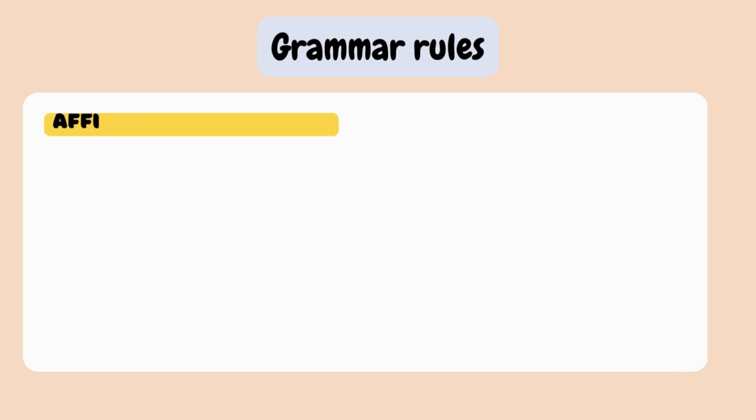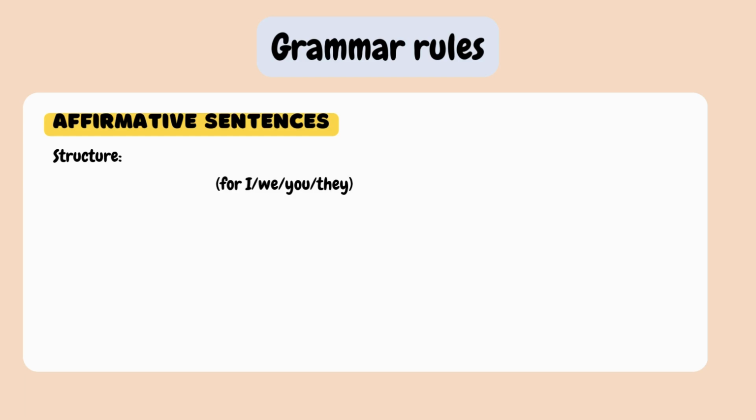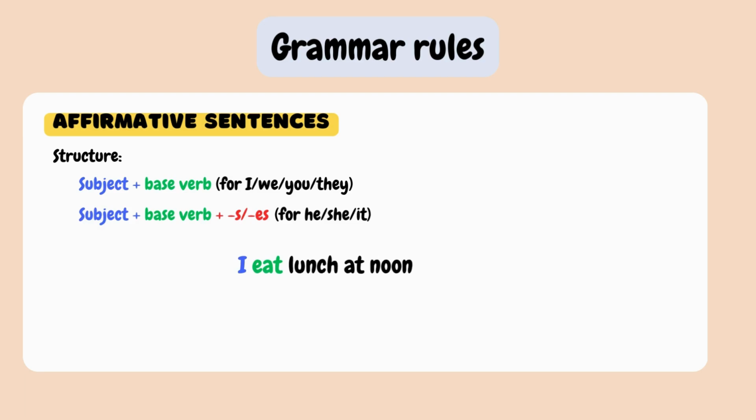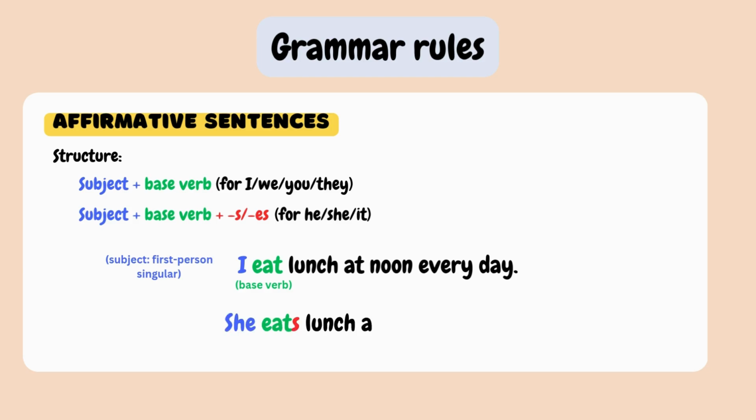First, let's check the affirmative sentences in the present simple. For I, we, you, and they, use the subject followed by the base verb. For he, she, and it, use the subject followed by the base verb with an S added. For example, I eat lunch at noon every day. Here the subject is I, first person singular, so the base form of the verb eat is used. She eats lunch at 1 p.m. every day. The subject she, third person singular, requires the verb eat to take an S ending, becoming eats.